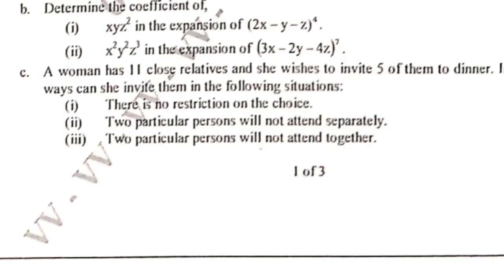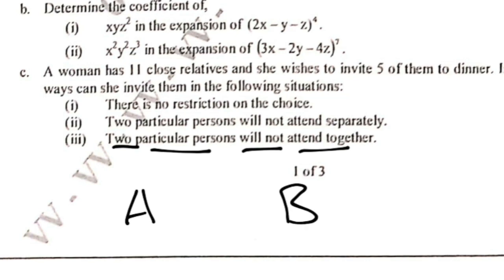The third part is, 2 particular persons will not attend together. Not attending together means they will attend separately. They will not attend together, or they both might not attend at all. Either they will attend separately or they will not attend at all.